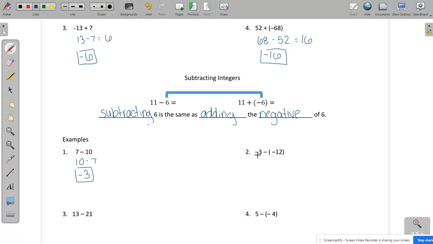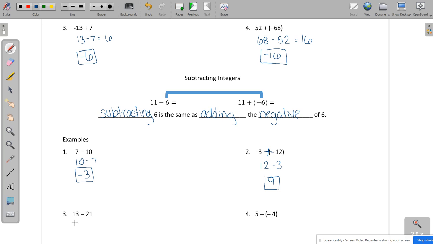Number 2, we have negative 3 minus negative 12. A negative and negative make a positive. So negative 3 plus 12. Subtract it. 12 minus 3. 12 minus 3 is 9. Take the sign of the larger number. 12 is larger, so we get positive 9.